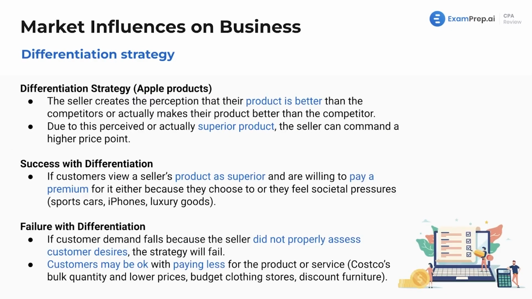The differentiation strategy. Okay, well, we are going to use Apple for this example. The seller creates the perception that their product is better than the competitors or actually does make their product better than the competitor. Now, I got to say, in my experience with Apple products, it goes both ways. I do enjoy a lot of their products while they are a little more expensive. I was a convert. I had to switch to Apple from my wonderful Google phone. If any of you have a Google phone, Pixel is a great phone. But the integration between all of them is great.